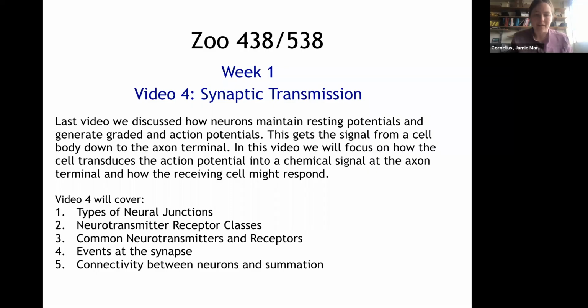Hello, everybody. So we're now on week 1, video 4, which is moving from neurons and how they generate resting potentials and then action potentials. And that gets the signal down the axon to the synapse. But now we're going to talk about how that signal is translated across the synapse, so synaptic transmission. We're going to cover the types of neural junctions, the two main types, neurotransmitter receptor classes, common neurotransmitters and their receptors, and then events of the synapse, and finally some connectivity between neurons and summation.